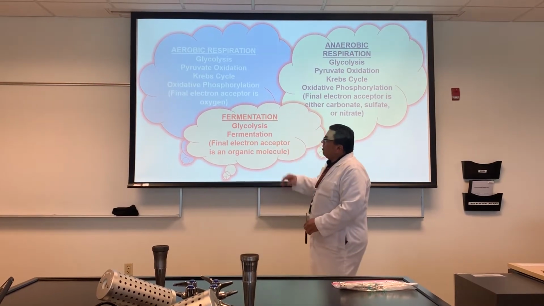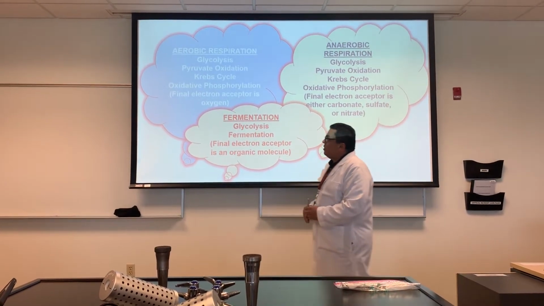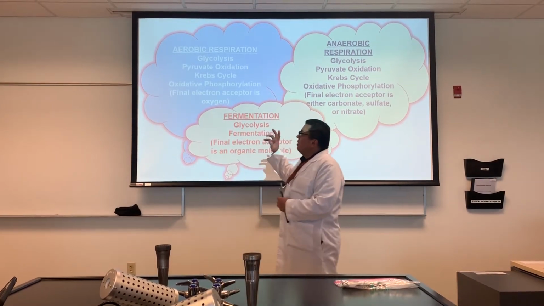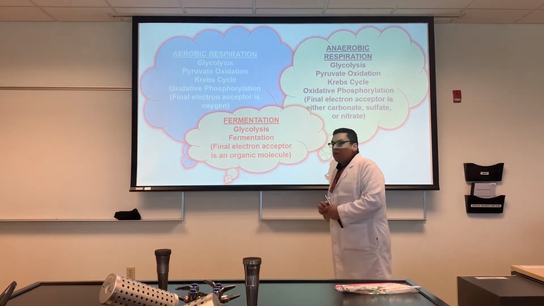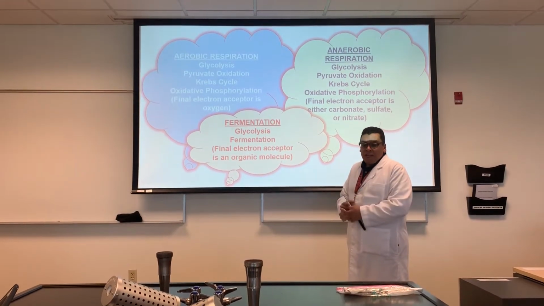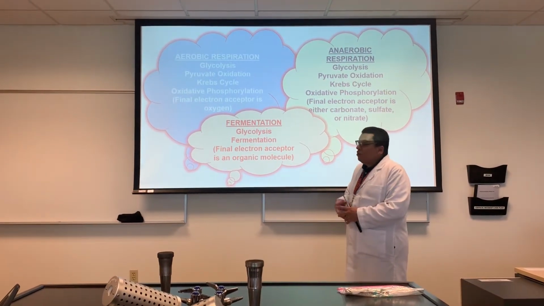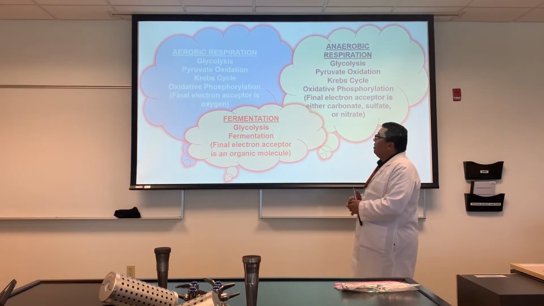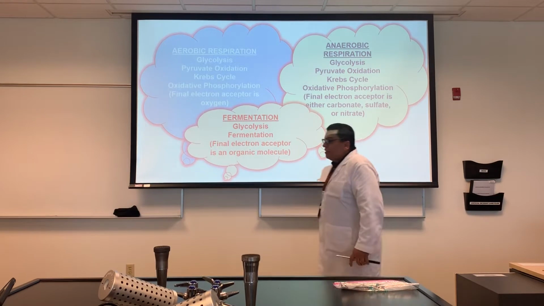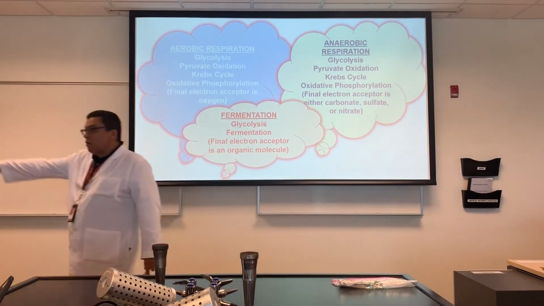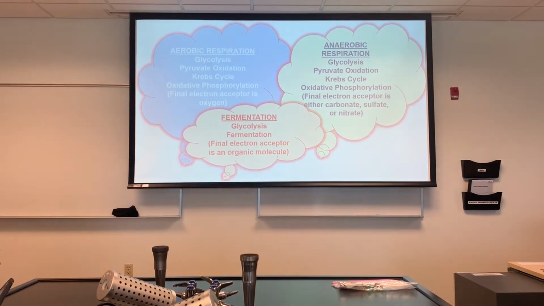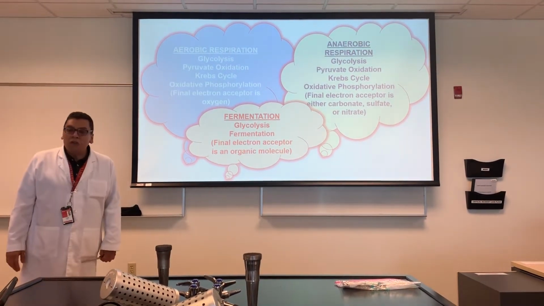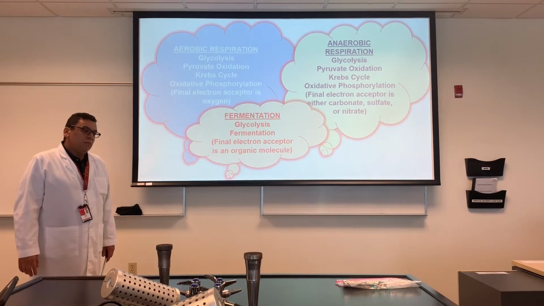So we already talked about the fact that aerobic respiration is made up of glycolysis, pyruvate oxidation, the Krebs cycle, and oxidative phosphorylation. Collectively, that's called aerobic respiration. You need oxygen for that. Anaerobic respiration has the same exact steps. The only difference is you don't use oxygen in this one.